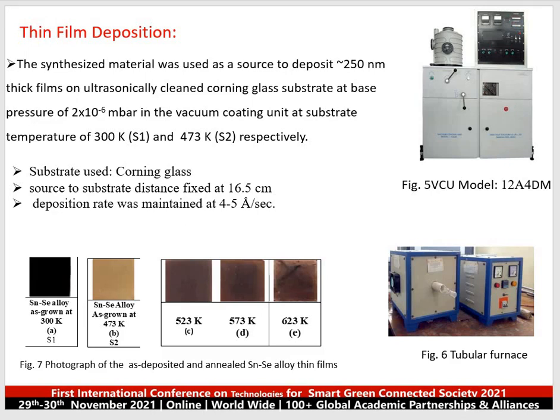However, 473K deposited samples exhibited better crystallinity than 300K deposited samples, and hence were only considered for annealing under vacuum of 1×10^-3 mbar for 1 hour at temperatures ranging from 523 to 623 Kelvin in a table furnace as shown in figure 6.